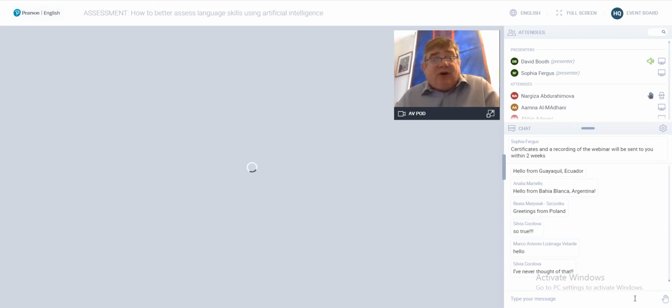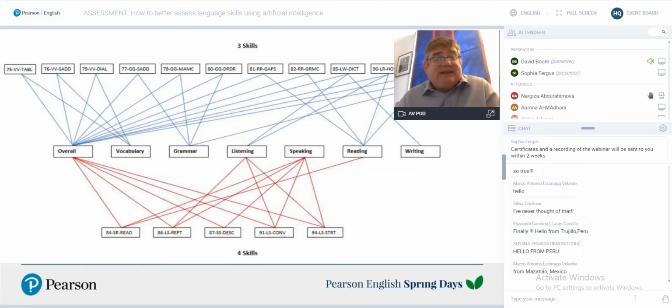What you've got at the top, it says 3 skills. So in fact, this is a placement test. This is called Level, and it's a placement test that Pearson produced. You can either take it in a 3 skills version or a 4 skills version. The 3 skills is listening, reading, and writing, and the 4 skills adds speaking. And you can see the red lines underneath indicate speaking.